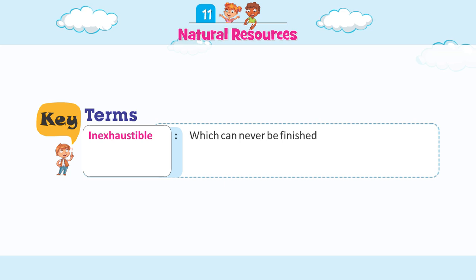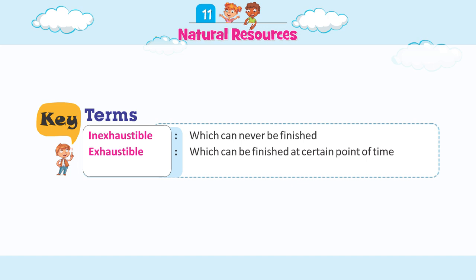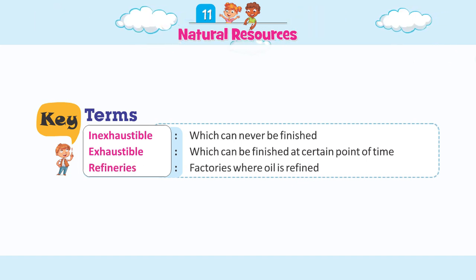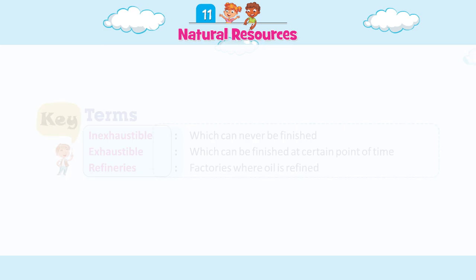Key terms. Inexhaustible, which can never be finished. Exhaustible, which can be finished at a certain point of time. Refineries, factories where oil is refined.